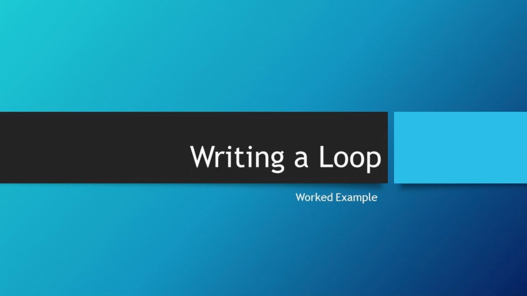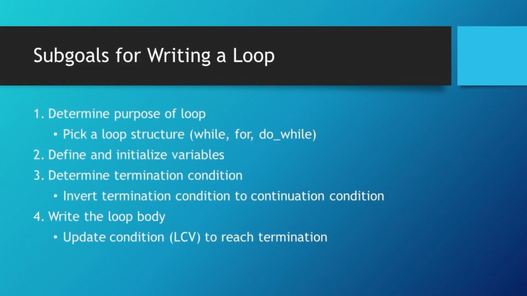In this video, we will be looking at how to write a loop. Here are the subgoals for writing a loop. First, we determine the purpose of the loop. Then, we pick a loop structure, while, for, do while, based on the purpose of the loop.